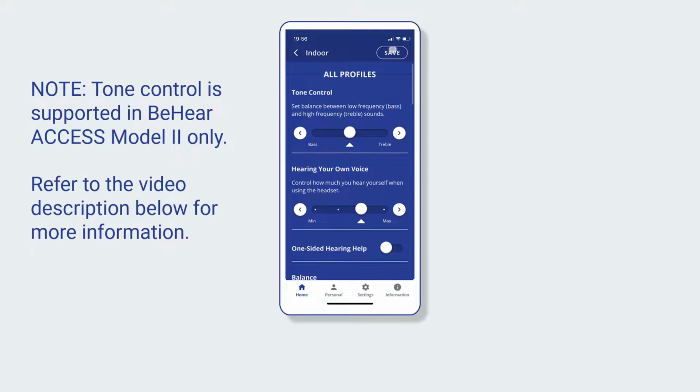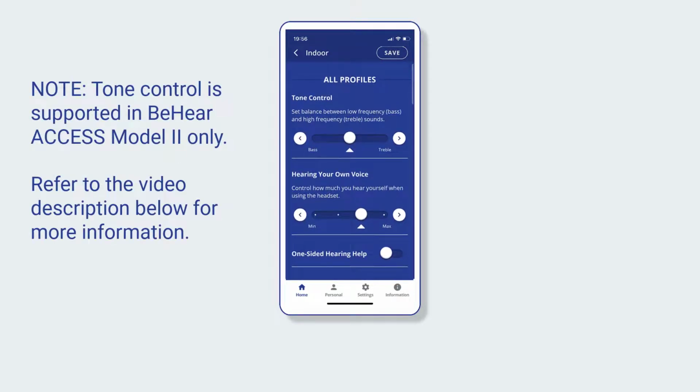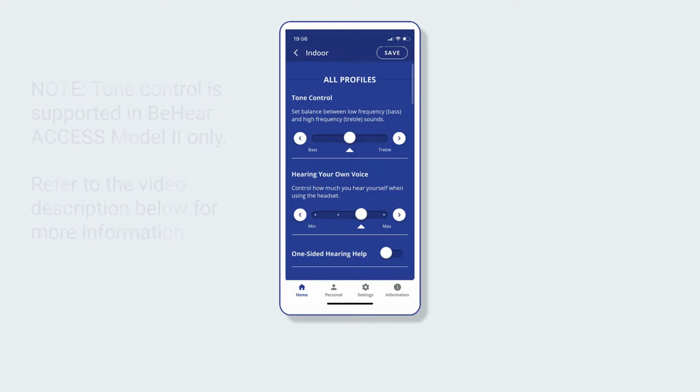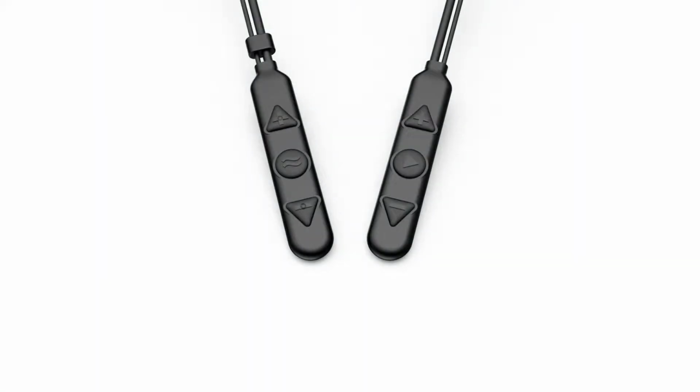The controls in the next section relate collectively to all hearing profiles. Tone control. With this feature, you can choose to emphasize either the bass, low frequencies, or treble, high frequencies. You can control the tone for all listening situations: personal hearing, mobile calls, and audio play. You can set the tone balance using either the Be Here app or the buttons on the headset. The new setting will affect all hearing profiles.